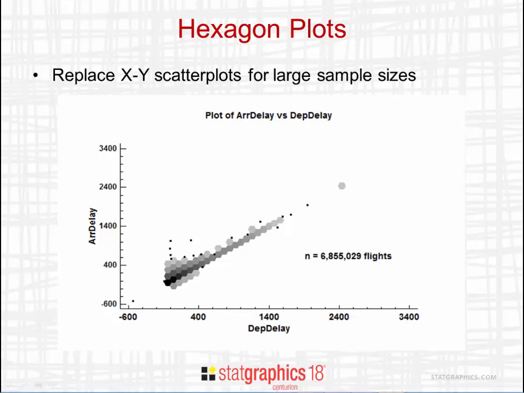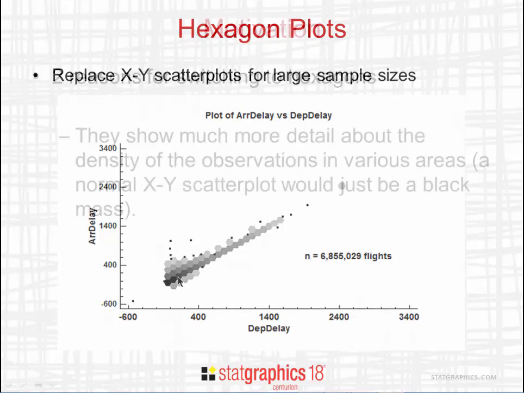As an example, this plot shows data for all flights in the United States, all commercial flights, during the year 2008. There were nearly 7 million flights. The y-axis shows the arrival delay of the flights, and on the x-axis you see the departure delay. The dark hexagons here indicate the regions where most of the observations fall.